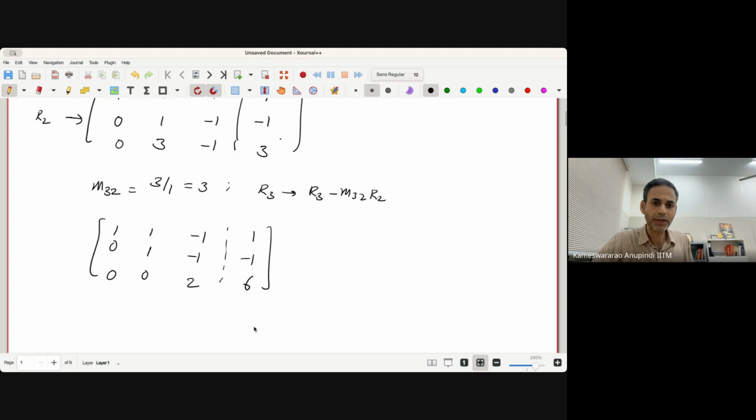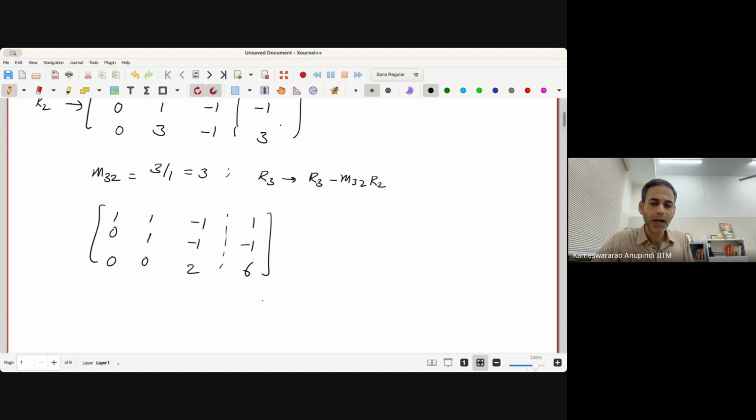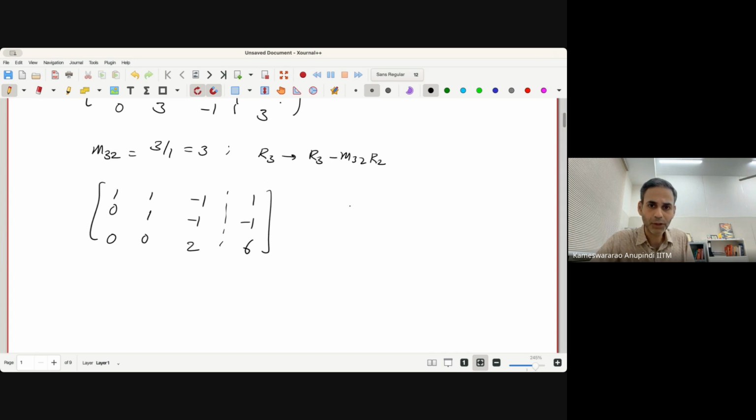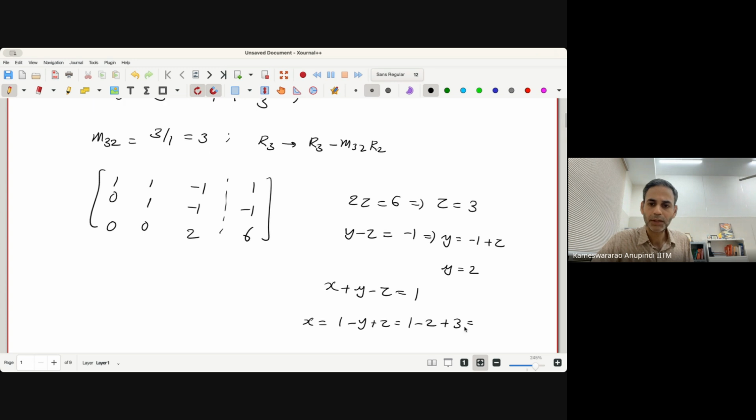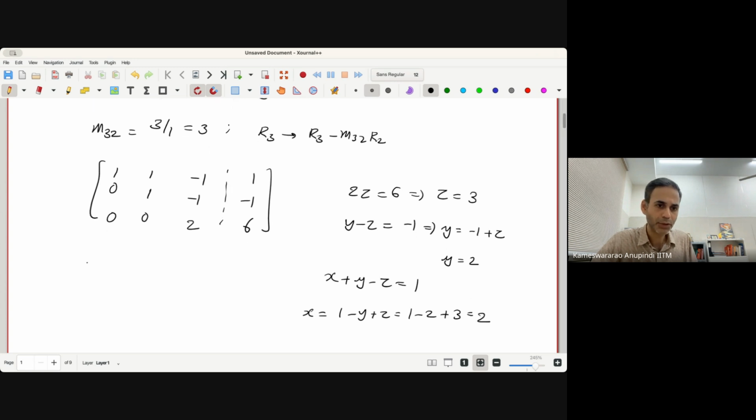So as you can see, we have already transformed our matrix into an upper triangular matrix. I can, of course, now solve for this. If I solve for this, I'm going to get 2 times z equals 6. That is going to be z equals 3. Then we have y minus z equals minus 1. That means y equals minus 1 plus z. That means y equals 2. Then we have x plus y minus z equals 1. That means x equals 1 minus y plus z. That's going to be 1 minus 2 plus 3. That's going to be 2. Okay, so the solution to this problem is x, y, z equals 2, 2 and 3.